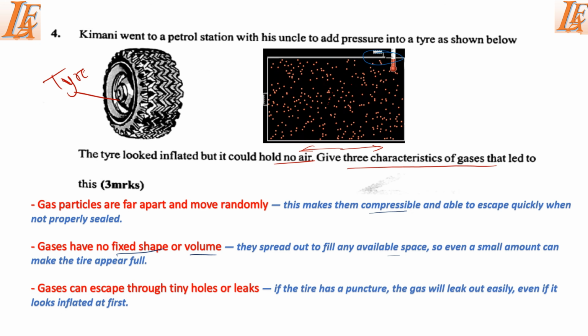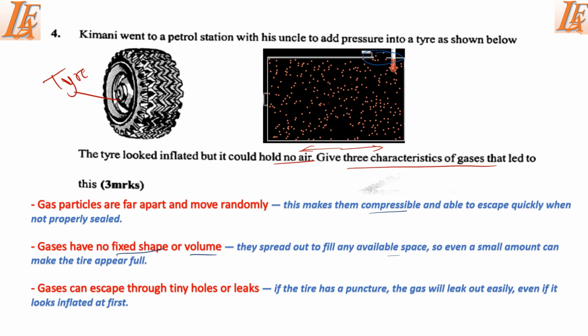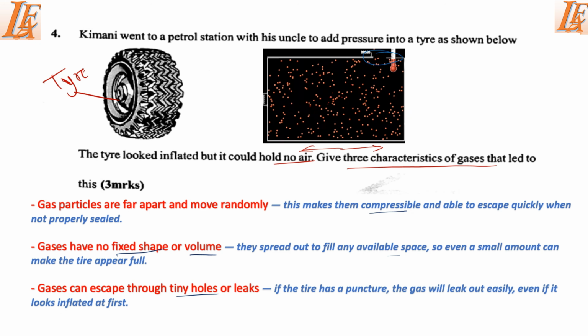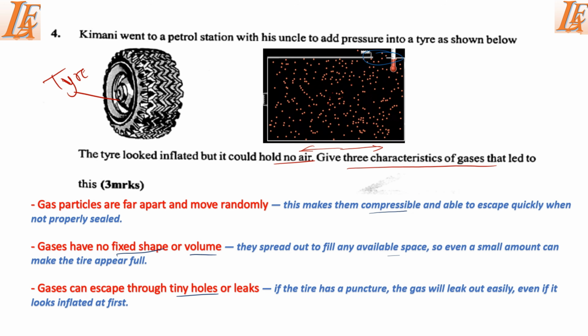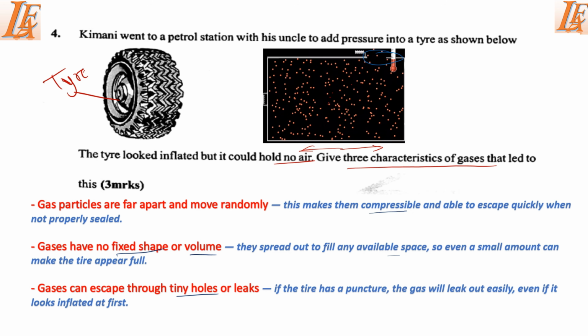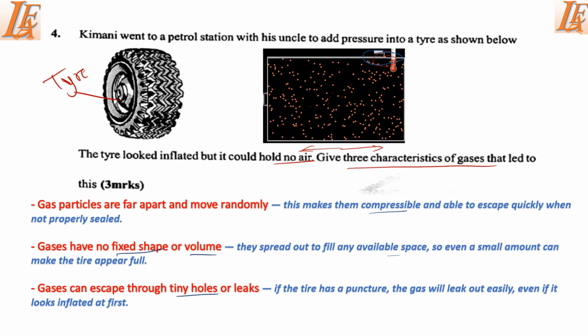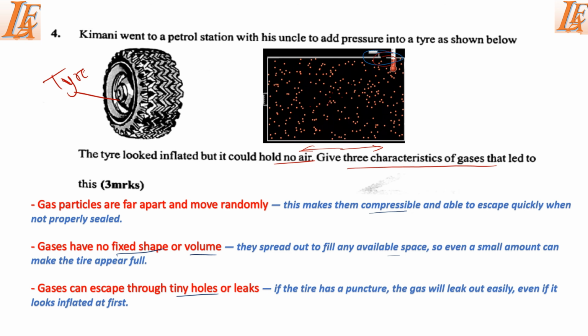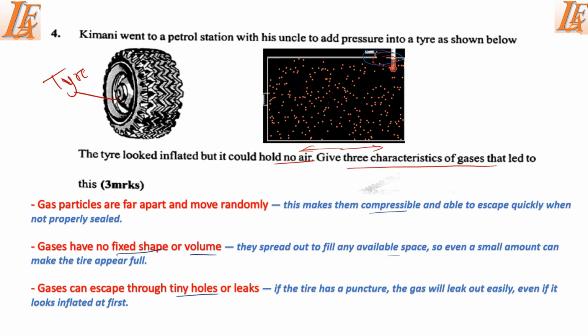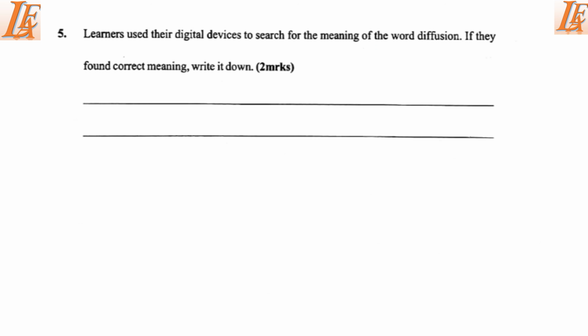Then the third property is that gases can escape through even very tiny holes or leaks. So if the tire had a very tiny hole or a leak, these gas particles could still escape because they are very small and they are always in motion. Question 5. Learners use their digital devices to search for the meaning of the word diffusion. If they found the correct meaning, write it down.